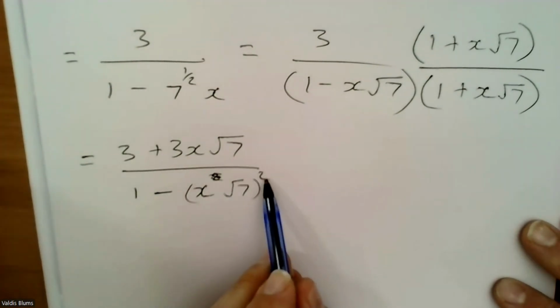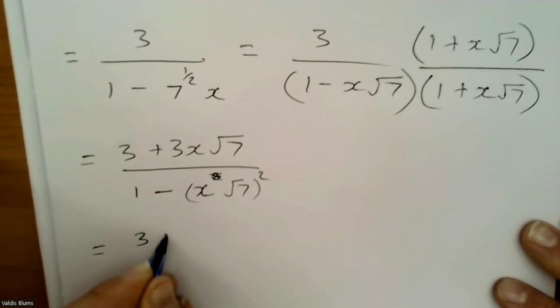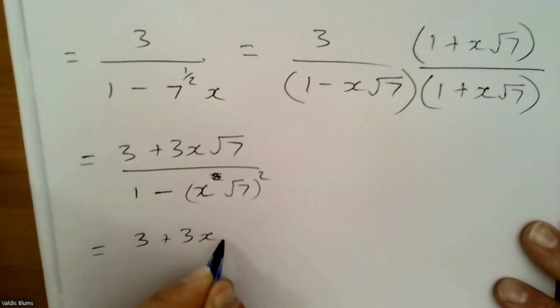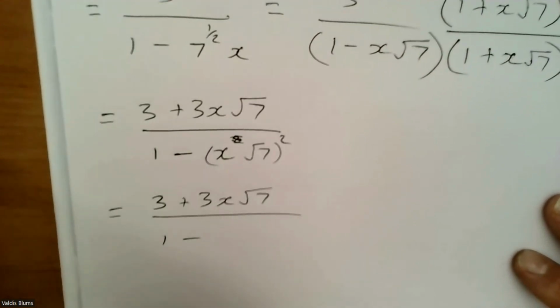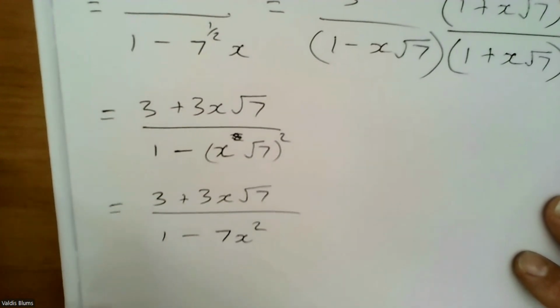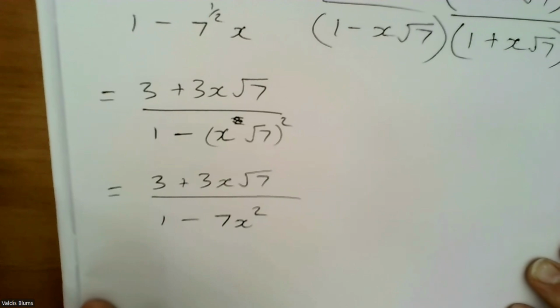And so you're going to bring that square into each individual term. So you're going to have 3 plus 3x square root 7 over 1 minus 7x squared. And that should be your final answer for that one there.